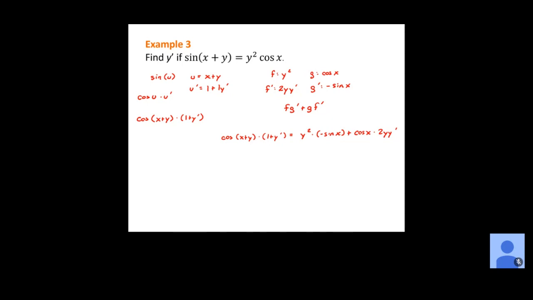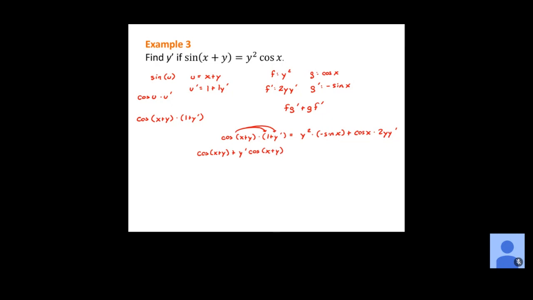Okay, we do need to move them all to one side. Now, before we can do that, notice here on the left, we've got this cosine of x plus y times a sum of two things. So I'm actually going to have to distribute first before I can get all the y prime terms together. If I do that, I'm distributing cosine of x plus y to the 1 and to the y prime here. So we're going to get cosine x plus y plus y prime cosine x plus y.